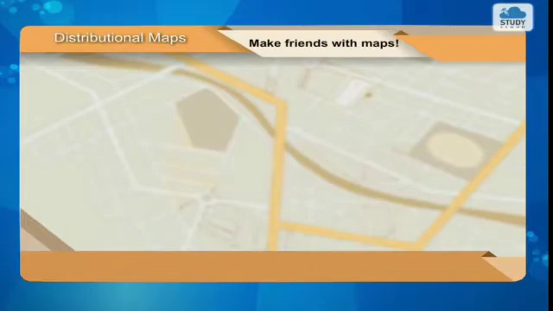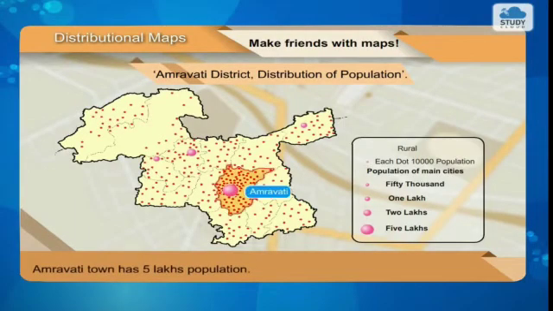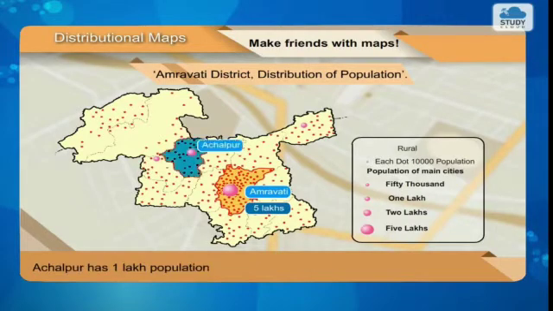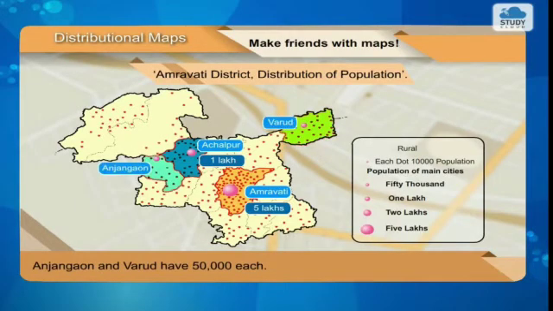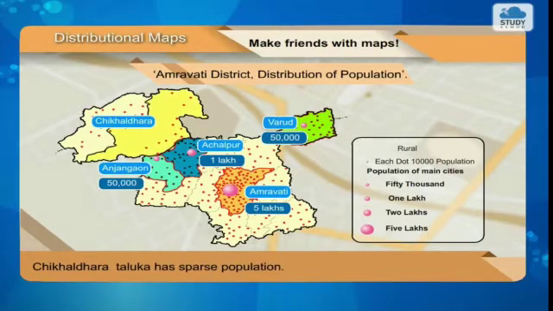Make friends with maps. In this figure, the population distribution map of Amravati district is given. Amravati town has 5 lakhs population. Achalpur has 1 lakh population. Anjangaon and Varud have 50,000 each. Chikaldhara Taluka has sparse population.